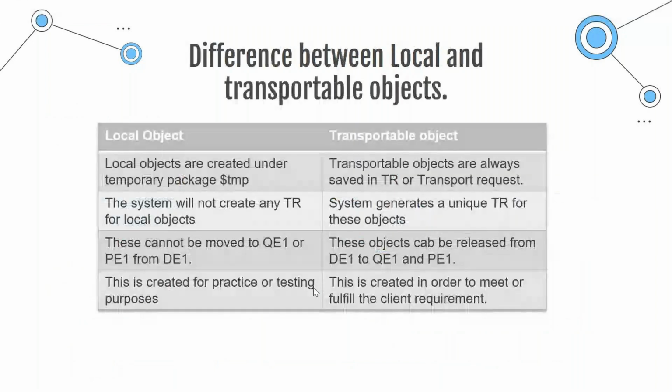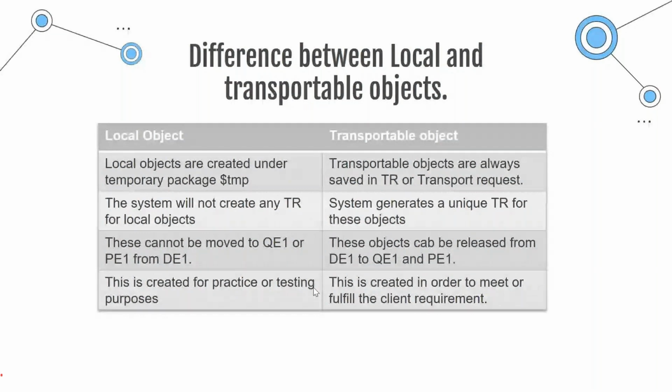Then moving on, the differences between local and transportable objects. First, local objects are saved in a temporary package. Don't worry what a package is, it is the next concept, where we'll see what a package is. Just understand that a local object will be saved in a temporary package, and the name of the package is $tmp.